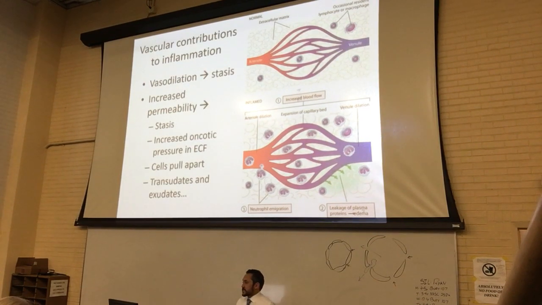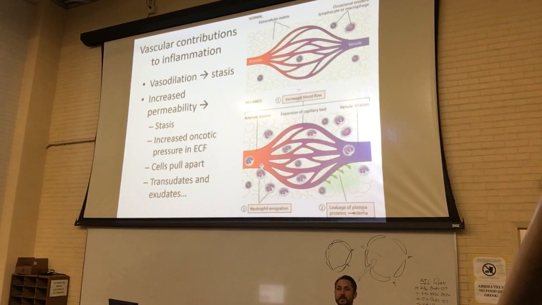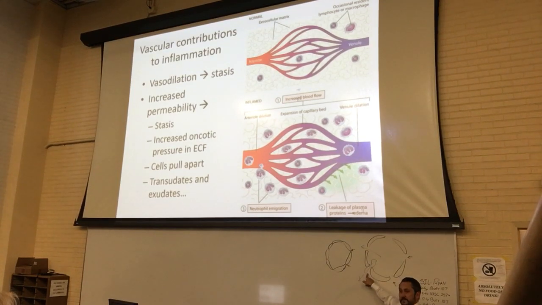So vascular contributions in vasodilation, this leads to a relative stasis of blood, meaning the blood flow into that area is a little slower. If it's flowing a little slower and you get these openings, you get a greater opportunity for cells to have a chance to leave because the blood's not flowing too fast, right?